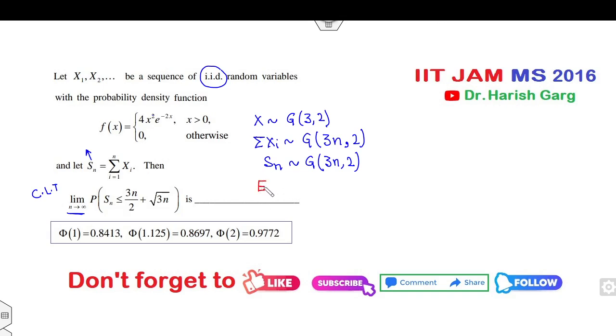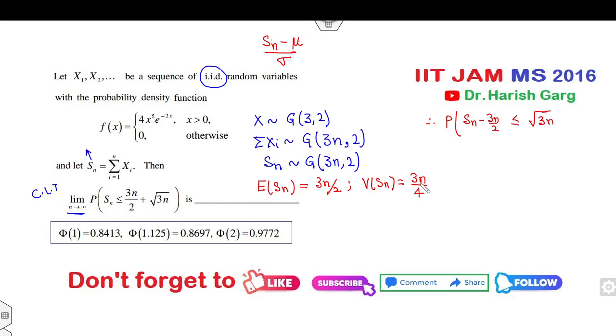Now can you find the mean of the Sn? Mean of the Sn is a over b, and variance of the Sn is a over b square. So 3n over 4. Now you can write this quantity in terms of Z. Fine. Mu is the mean of the Sn. So you can see I can subtract the mean 3n over 2 on both sides. The left hand side is only root 3 into n. I can divide both sides by the standard deviation. So that's root 3 root n over 2.